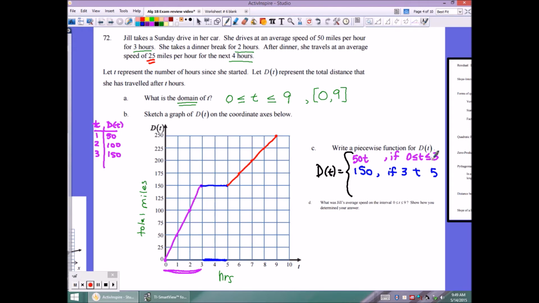And since I already made t equal to 3, I'm not going to make it equal here. I'm just going to say when t is greater than 3 or less than 5. And then once it hits 5 o'clock, she's like, oh, let's get back in the car.